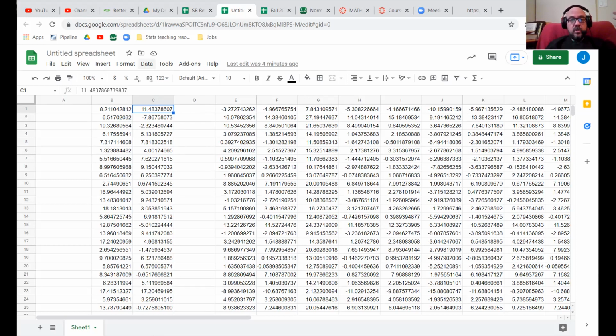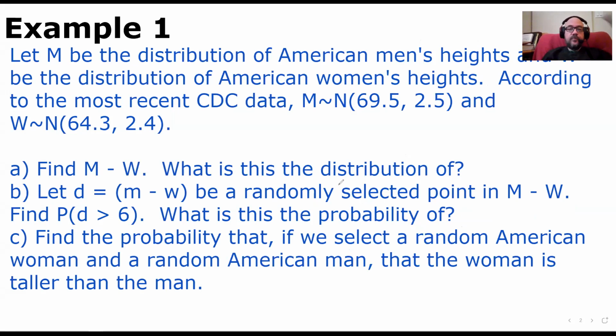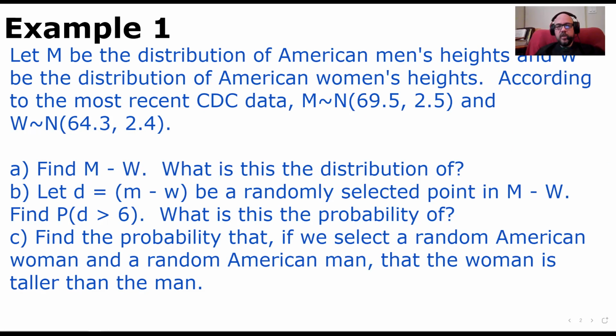Let me go back to the whiteboard and show you what we're going to do with this. Here's the idea. I'm going to demonstrate it with an example. I'm going to let M be the distribution of American men's heights, and W be the distribution of American women's heights. According to the CDC, men's heights are approximately normally distributed with a mean of 69.5 and a standard deviation of 2.5. And American women's heights are approximately normally distributed with a mean of 64.3 and a standard deviation of 2.4. So here's what we're going to do with this. I'm going to find the distribution M minus W, but I want to talk about what that is.